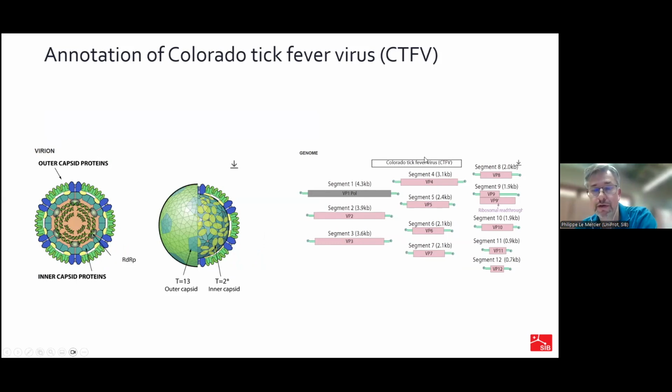Colorado tick fever is a virus from ticks in North America, which can infect humans and induce a serious disease like encephalitis in humans. Okay, so we knew by electron microscopy and many studies that the capsid should be typical of the reovirus with 2 layers of capsids, but we don't know which protein does that.